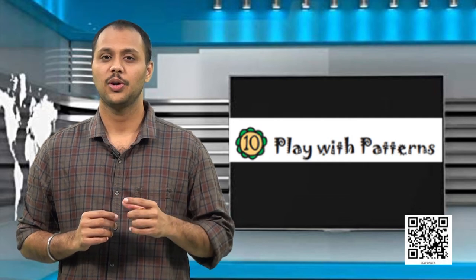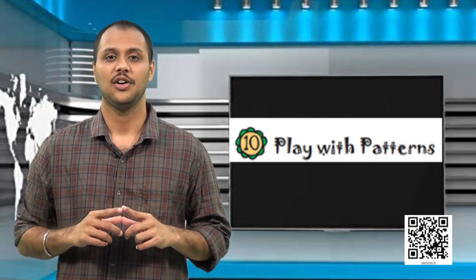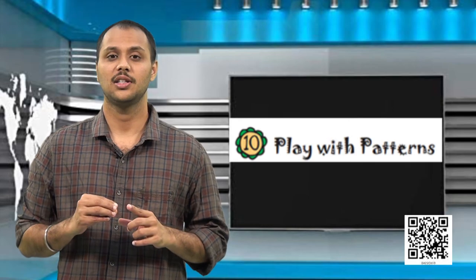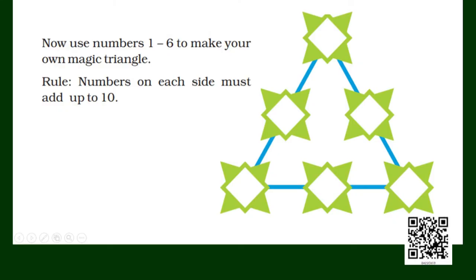Now we are going to see a magic triangle where we are going to arrange numbers from 1 to 6 to sum up to 10. This is an activity for you. You have to try it yourself. Okay?